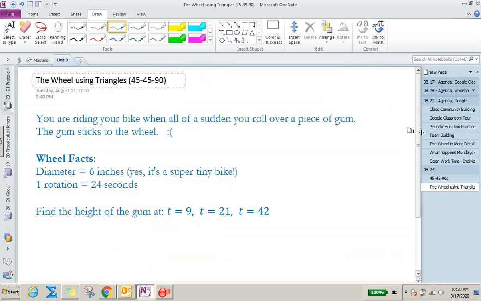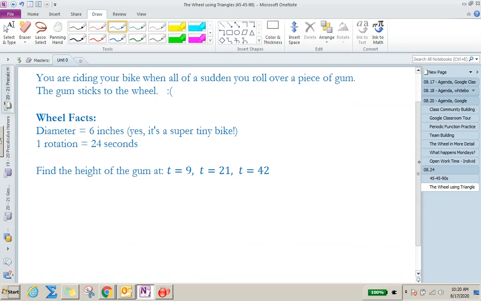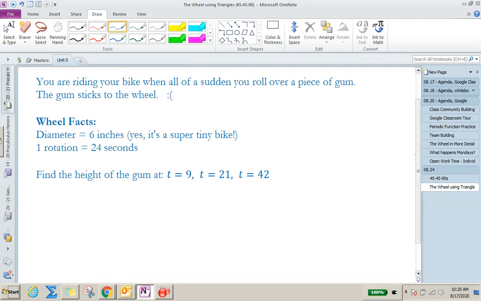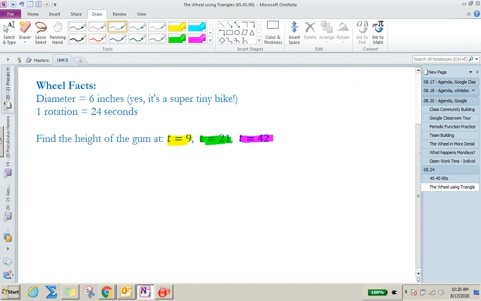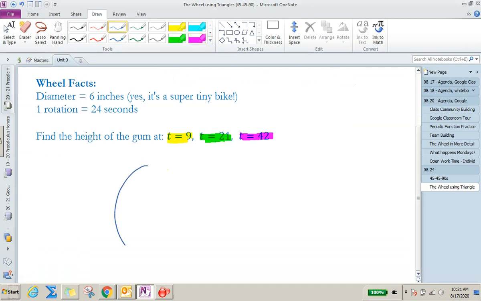Let's go to our wheel problem here. We're going to use the same dimensions as last time. So we have this wheel. It has a diameter of 6 inches. It takes 24 seconds for it to go around one time. And we want to find the height of the gum at these 3 various times. So we want to find the height of the gum at t equals 9, at t equals 21, and at t equals 42.